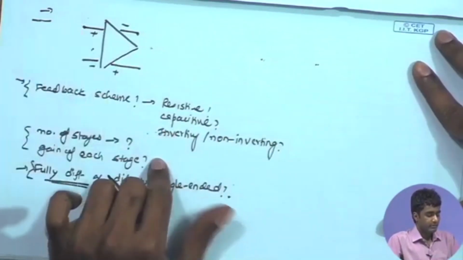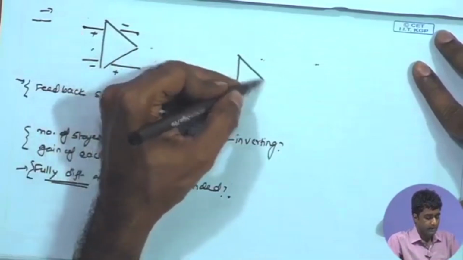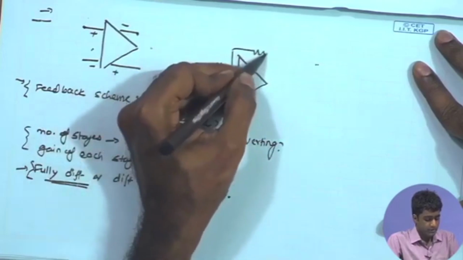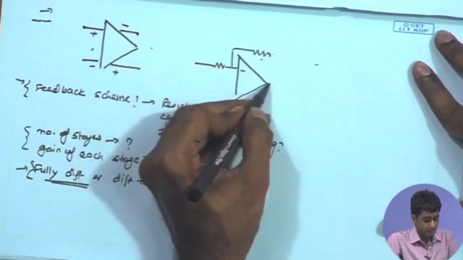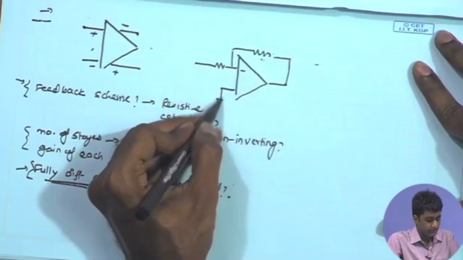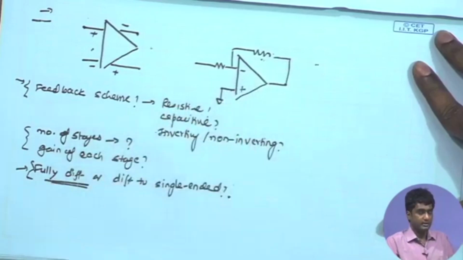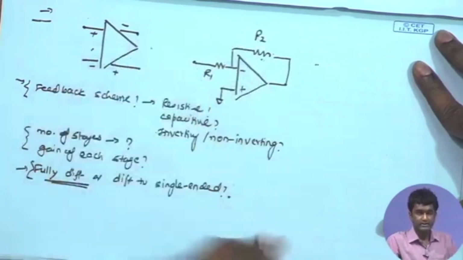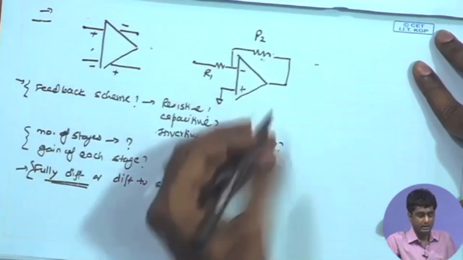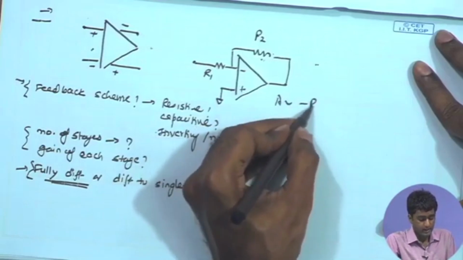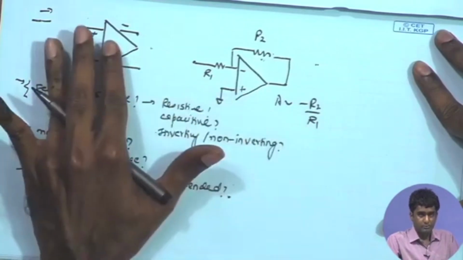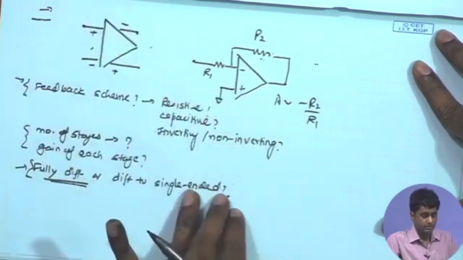Now, here if we want to implement the feedback operation, the inverting configuration is convenient to implement. If you look at the corresponding single ended version, this is the single ended version for the inverting amplifier. We can put R2 and R1, as a result we get an overall inverting gain of minus R2 upon R1. This can be implemented much more conveniently in this fully differential operation.